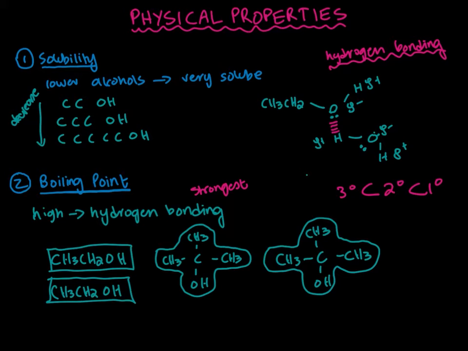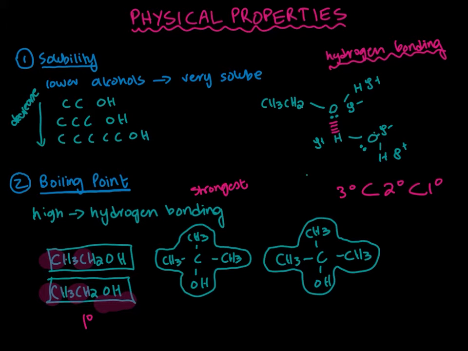In this case, as you can see, this is a primary alcohol because this carbon over here is bonded to only one other carbon. In this case also, the carbon that's bonded to the OH is bonded to one other carbon. So this is going to be classified as a primary alcohol.